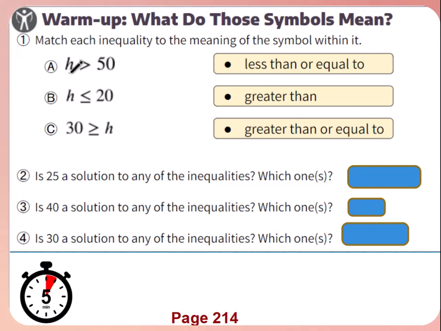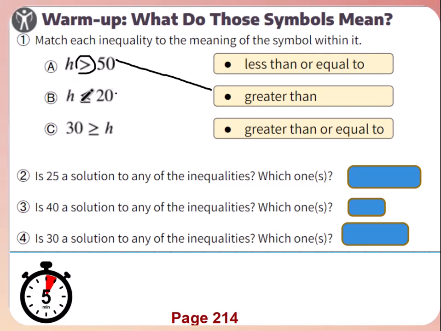Starting with A, H greater than 50. You can substitute numbers in here, then check for a true statement. Think of numbers that are greater than 50. So this symbol matches with greater than. When you see a line underneath the greater than or less than symbol, you're going to include equal with that as well. So for B, H less than or equal to 20, any numbers that are less than 20 or equal to 20. So that could be 20, because 20 is equal to 20, or it could be 19, because 19 is less than 20, and so forth.